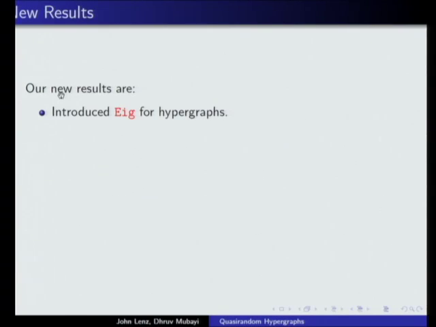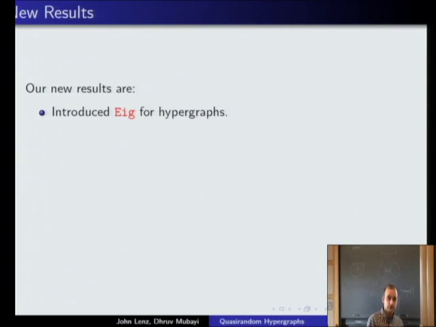So we have three types of results. The first is, you may have noticed that there was no eigenvalue in these hypergraph properties. So we introduced Eig, but more precisely, we actually didn't introduce Eig. Avi and Joel Friedman introduced Eig 15 years ago in a paper they wrote on eigenvalues for hypergraphs. But I guess we generalized it and put it in the context of these quasi-random properties. And I'll tell you a little more about that.